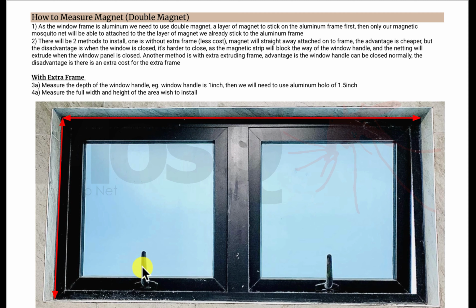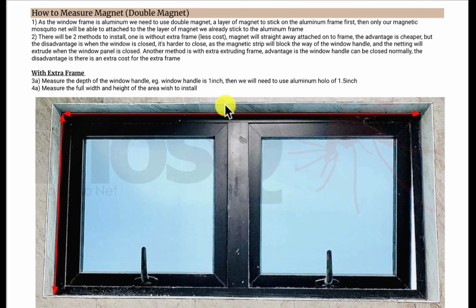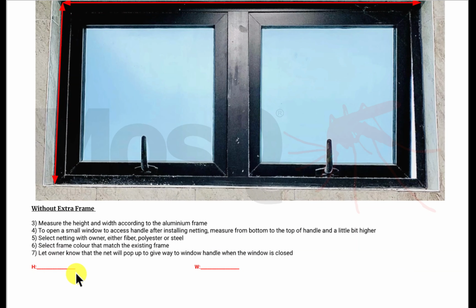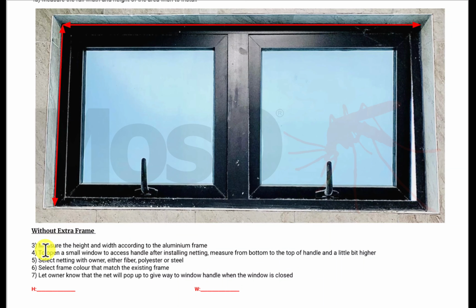Next, measure the full width and height of the area you wish to install, which is the red arrow. After that, remember to write it down. Now, if without extra frame, first we need to measure the height and width according to the aluminum frame. To open a small window to access the handle after installing the netting, measure from the top to the bottom of the handle and a little bit higher.